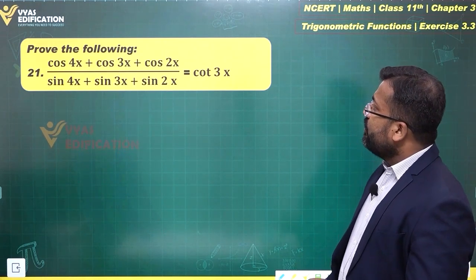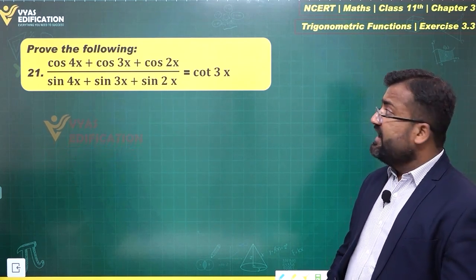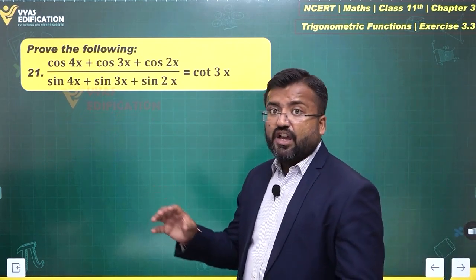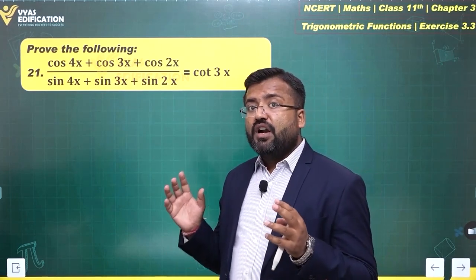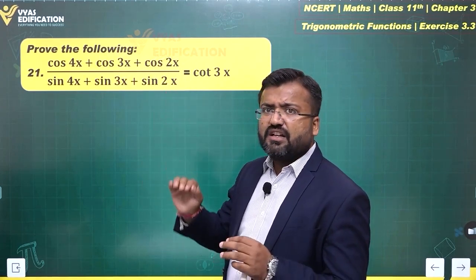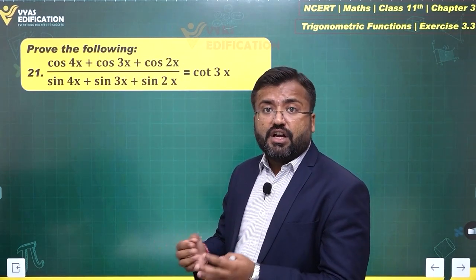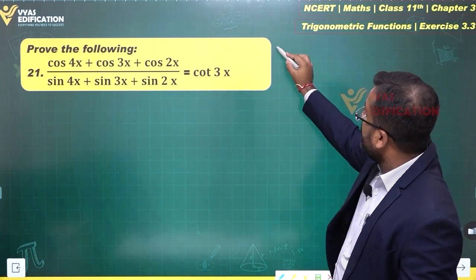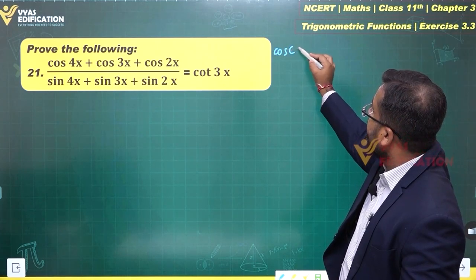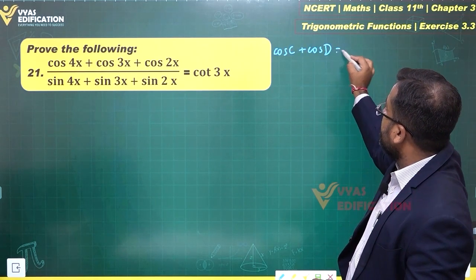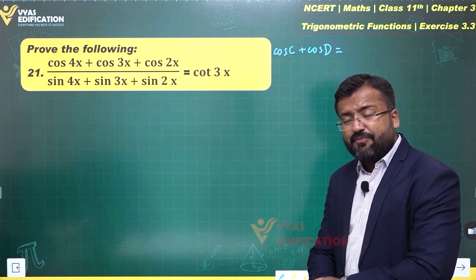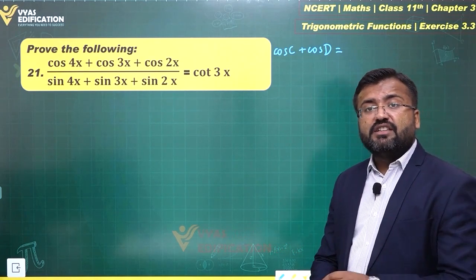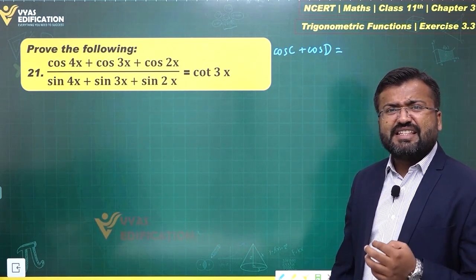So the idea that I have in my mind is to simply use the transformation formula, use any two angles and convert them into the product. So I have cos C plus cos D. I look at cos C plus cos D in the numerator. What is cos C plus cos D equal to? I'll combine any two angles, right? That is equal to 2 cos C plus D by 2 sin C minus D by 2.